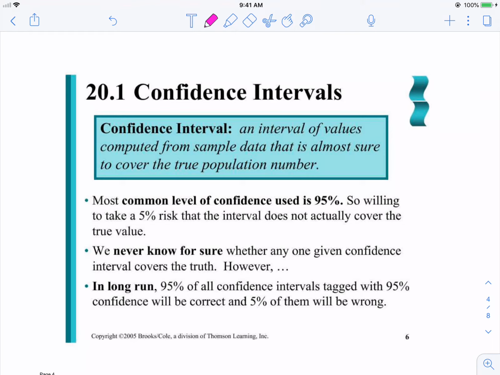Okay? We never know for sure whether any one given confidence interval includes that true value. However, with the law of large numbers, in the long run, 95% of all confidence intervals tagged with that 95% level of confidence will be correct, and 5% of them will be wrong. Okay, we are expecting to be wrong sometimes.